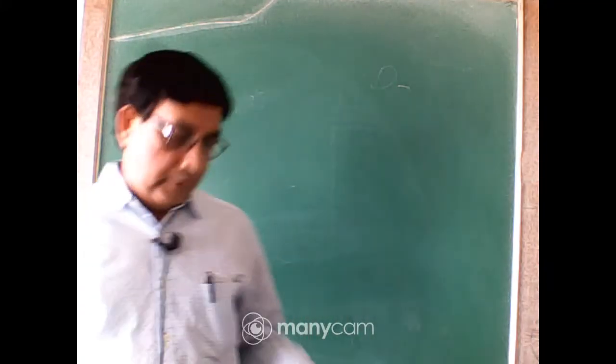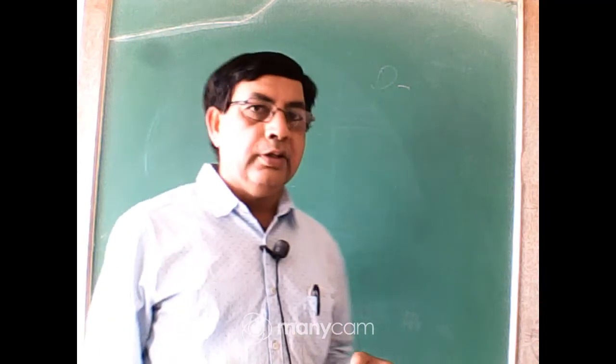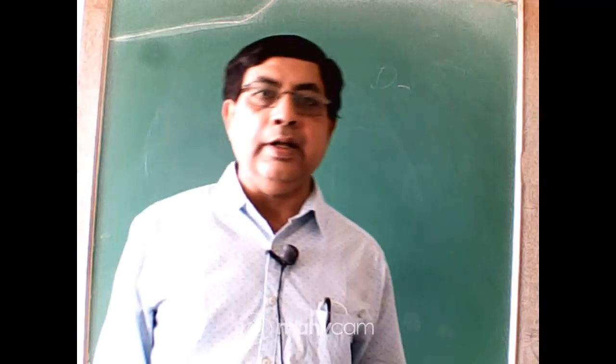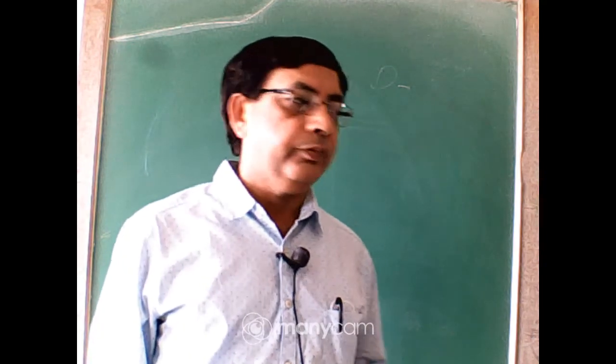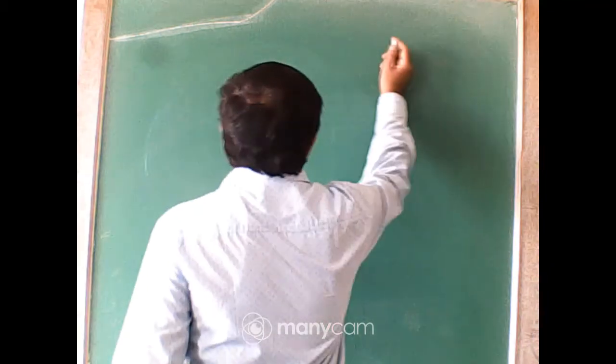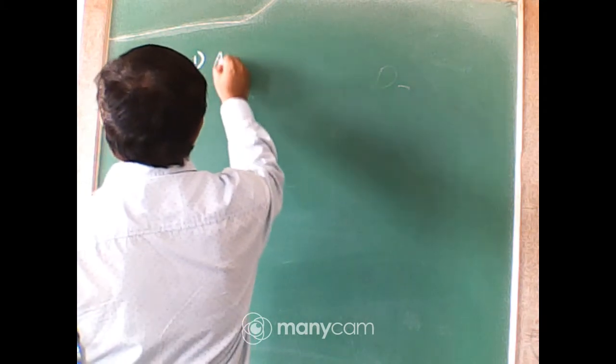Yesterday, in the last class, I started group 14, the general physical and chemical properties of group 14 elements, that is p-block elements. So now, the next point after the discussion of yesterday: allotropy.